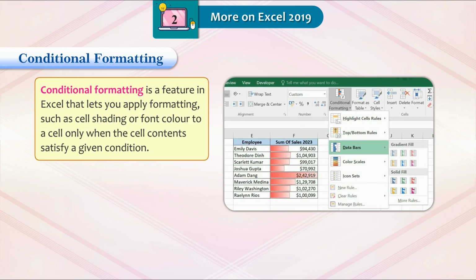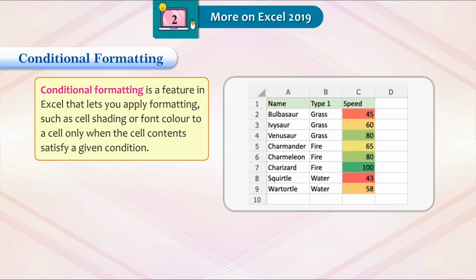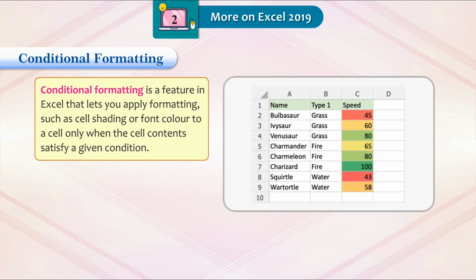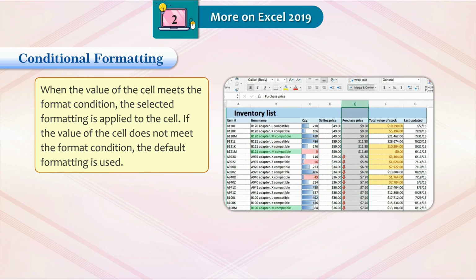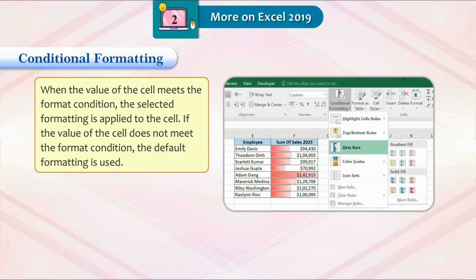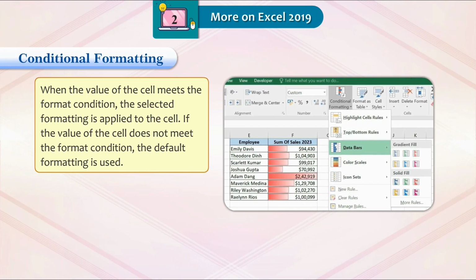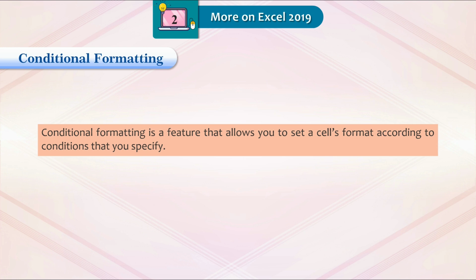Conditional formatting. Conditional formatting is a feature in Excel that lets you apply formatting, such as cell shading or font color, to a cell only when the cell contents satisfy a given condition. When the value of the cell meets the format condition, the selected formatting is applied to the cell. If the value of the cell does not meet the format condition, the default formatting is used. Conditional formatting is a feature that allows you to set a cell's format according to conditions that you specify.